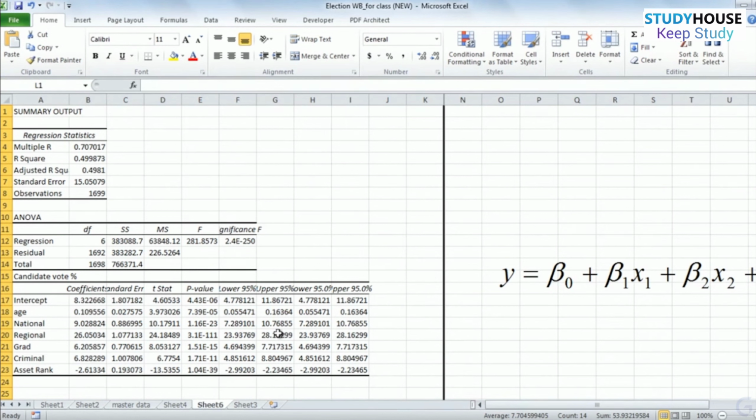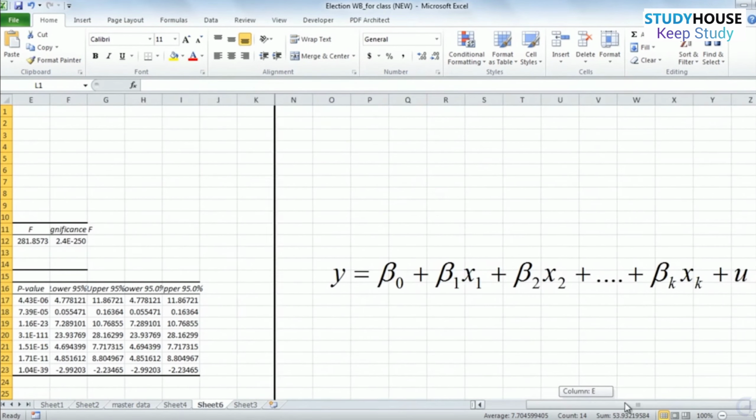What is our x1 variable? X1 variable is age. What is beta 1? That is 0.109556. X2 is a variable which will take a value of 1 if the party is a national party, and it will take its value 0 otherwise. What is the coefficient of x2? That is 9.02. x3 would be a variable which will take a value of 1 if the party happens to be a regional party, and if it is not a regional party, then it takes a value of 0. So beta 3 has a value of 26.05.